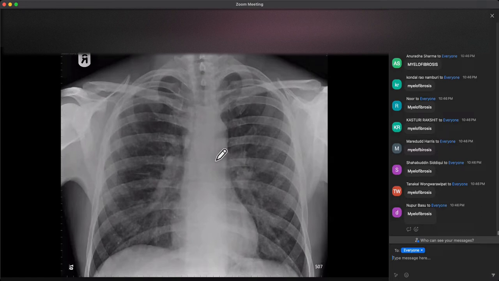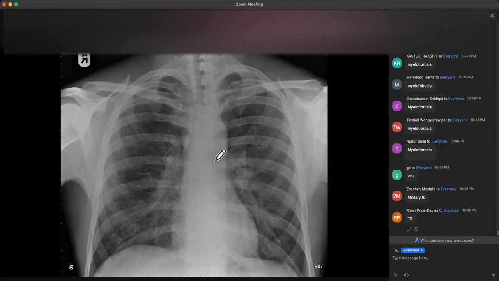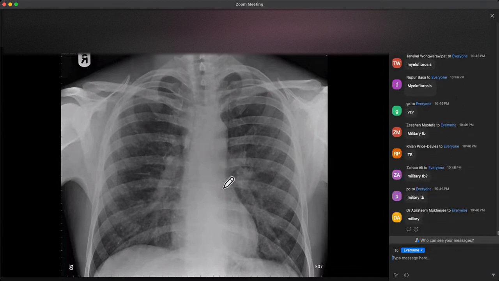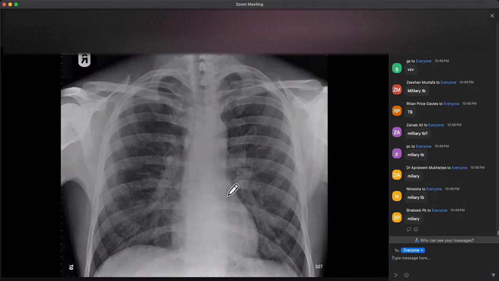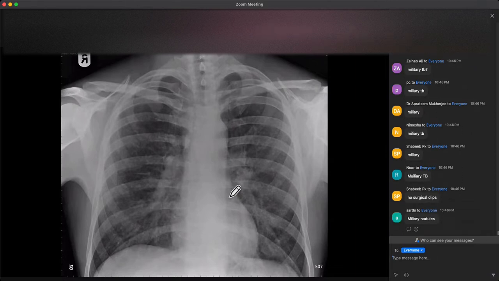This man is febrile and presents with being unwell, sweating, fever. Any thoughts? Yeah, miliary TB. Yeah, miliary TB, or somebody has put military TB, and that's because the spell checker on an Apple Mac will convert miliary into military.